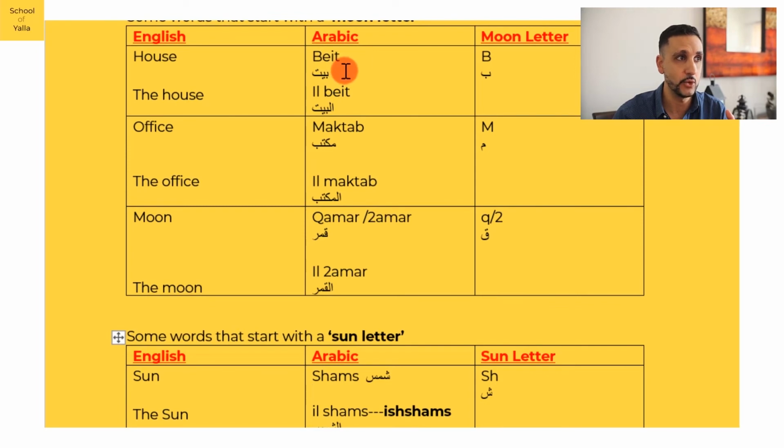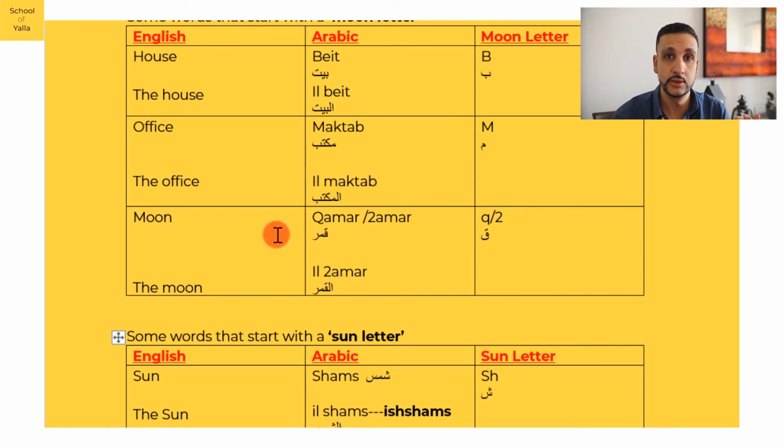So beit, house or a house. The house, il-beit. So these are moon letters over here. Office, maktab. This can also mean desk, by the way. Maktab. And then the office, il-maktab. So the moon letter, the M, here the B.